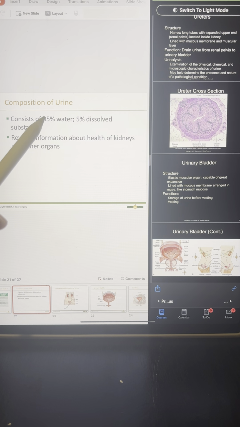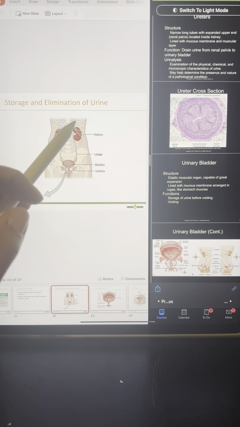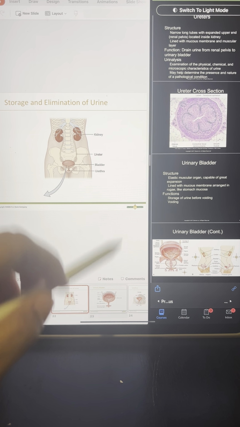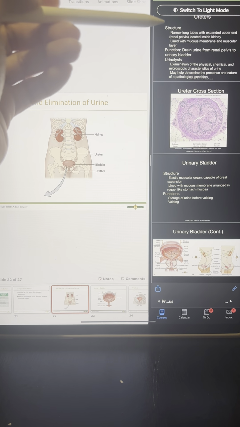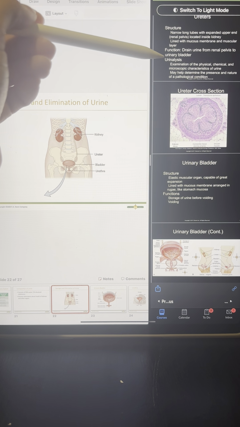Composition of urine consists of 95% water, 5% dissolved substances. Again, remember, we have millions of those functional units in there. They empty into the calyx, the renal pelvis, and then into the ureter. The ureter is a structure of long tubes. The function is to drain urine from the renal pelvis to the urinary bladder.